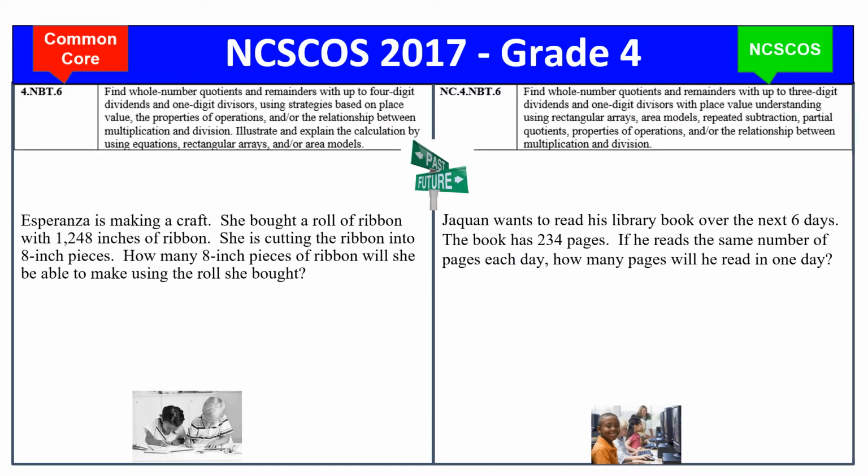Similar to NC 4NBT5, NC 4NBT6 only requires students to divide numbers up to 3-digit by a one-digit divisor. Students are not required to use the U.S. standard algorithm for division until 6th grade. Work in 4th grade should use rectangular arrays, area models, repeated subtraction, partial quotients, properties of operations, and the relationship between multiplication and division.